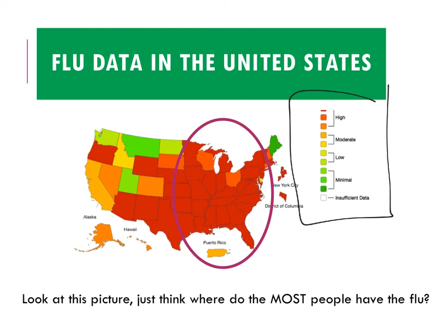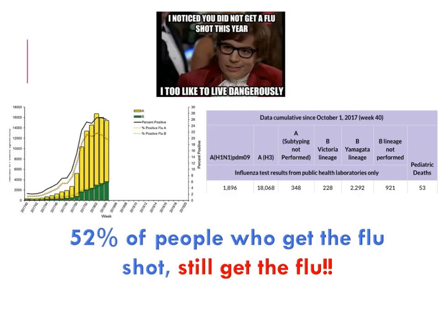I circled around the pink. I tried to get as many of the states in, but as you can see, where it says high flu prevalence, which means a lot of people have it, is the region in pink. Now, this might be kind of astonishing because I always tell you guys to get the flu shot, but 52% of people who get the flu shot still this year got the flu. So why is that? Why are people getting a flu shot? And it works for some people, but it doesn't work for a lot of people.